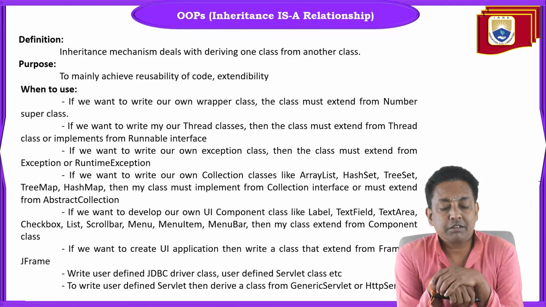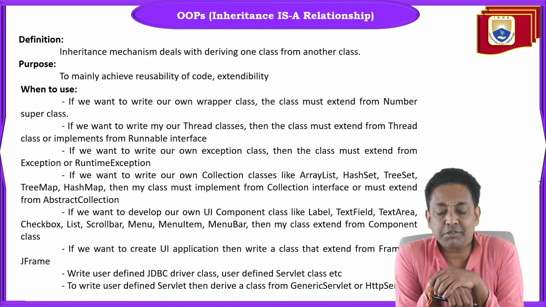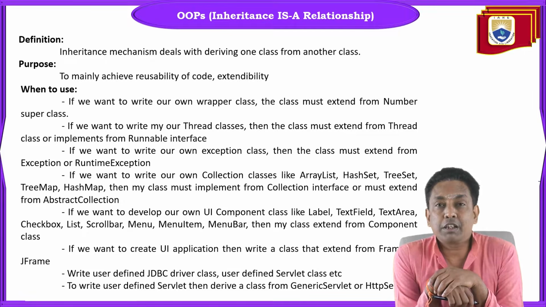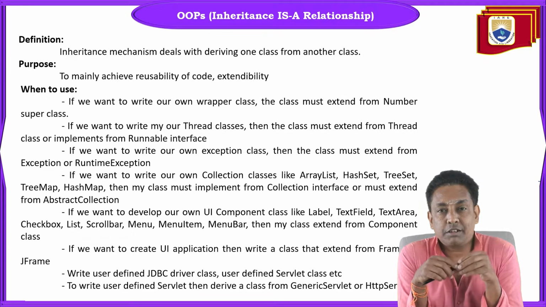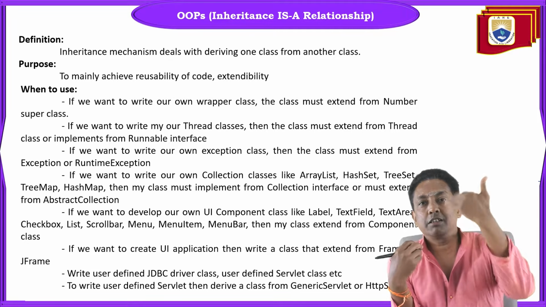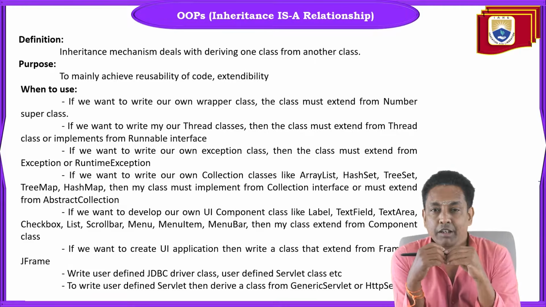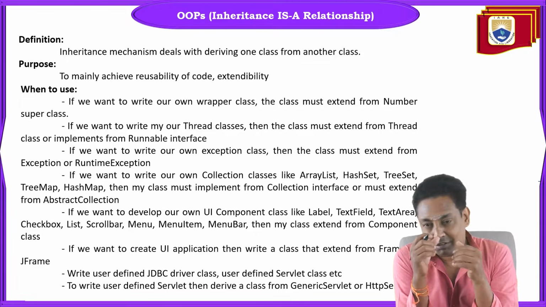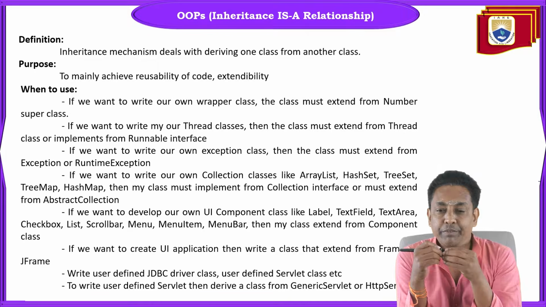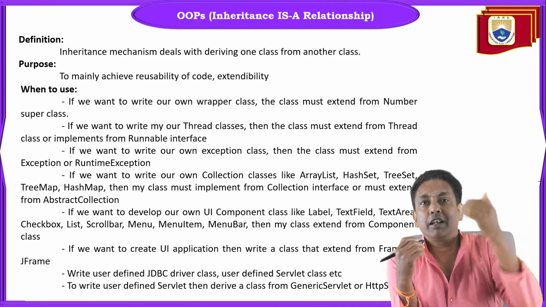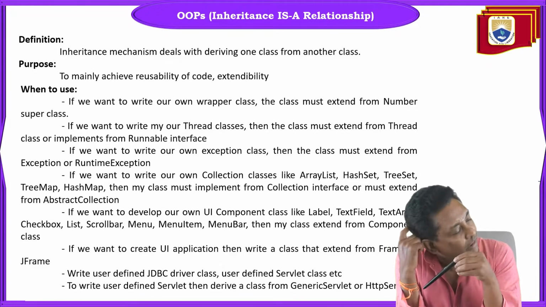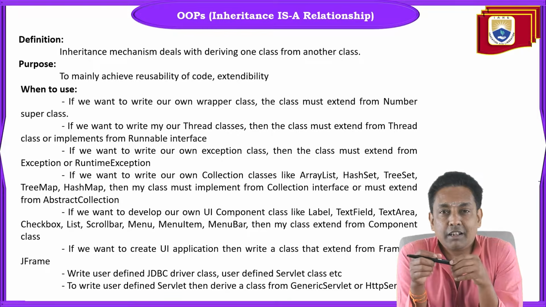By definition, the inheritance mechanism deals with deriving one class from another class. Suppose class B extends A, class C extends B, class D extends C. If a class derives from an already existing class, then that is called inheritance.